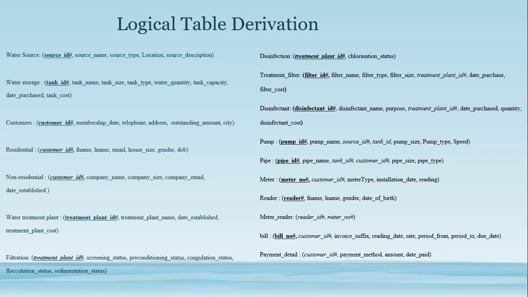Now we move on to customers, and the customer is a generalized entity with residential and non-residential as its child entities. So the customer ID, the primary key in the customer table, will be a foreign key in the residential table, but also the primary key of the residential table. Same goes for the non-residential table. The customer ID in the customer table will be a foreign key and the primary key in the residential table.